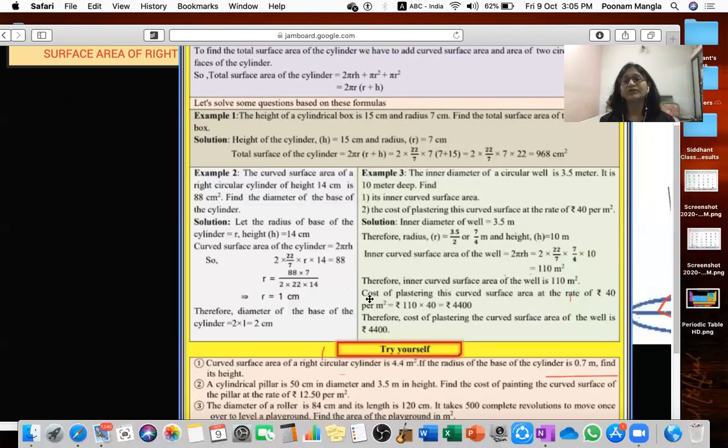Now we have to calculate the cost of plastering this inner curved surface area at the rate of rupees 40 per square meter. So we multiply rupees 40 by 110 and get the result as rupees 4,400 only. Therefore, the cost of plastering the curved surface area of the well is rupees 4,400.